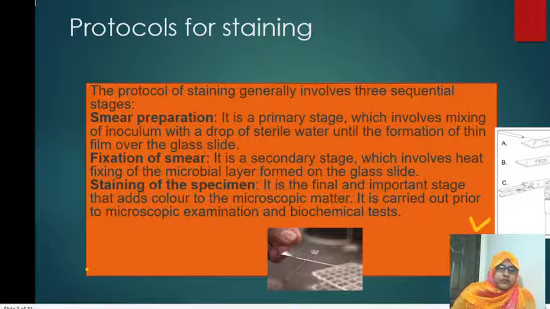Then thirdly, staining is performed. It is the final and important stage that adds color to the microscopic matter. When we see the slide under the microscope, to differentiate the bacteria there is a color which we add during staining. Staining is the final stage for identification, for examination, and for performing biochemical tests.